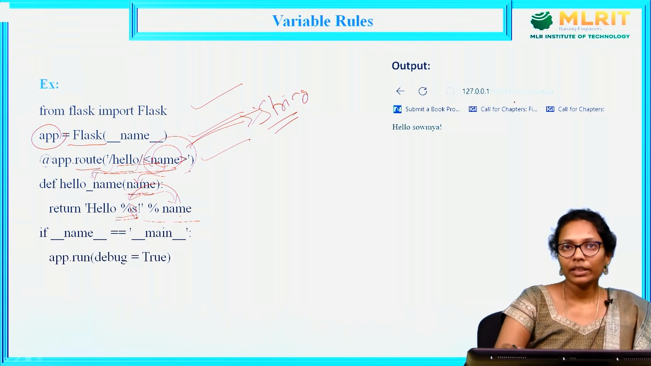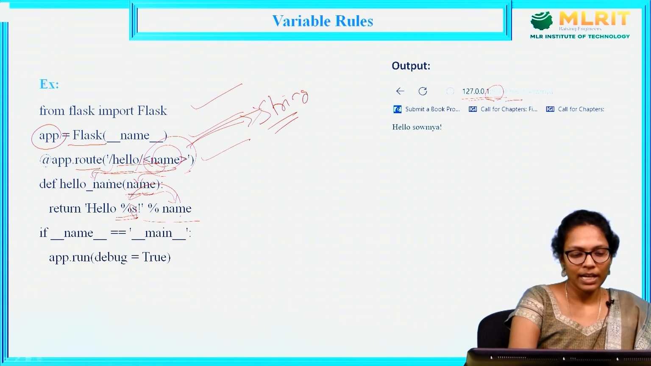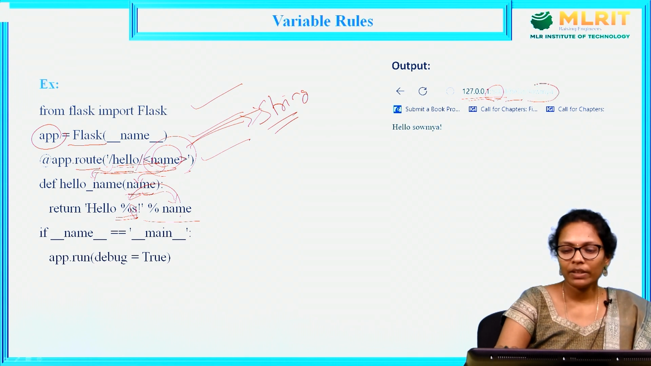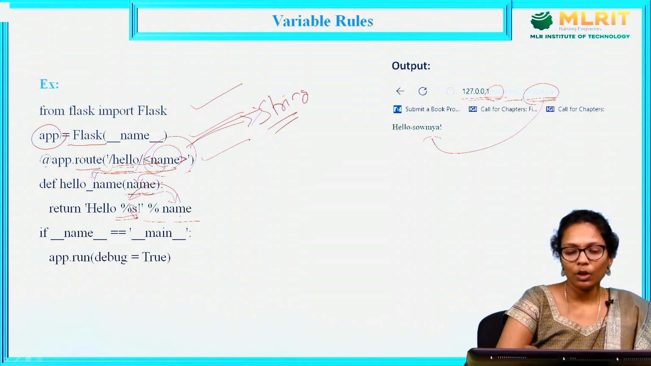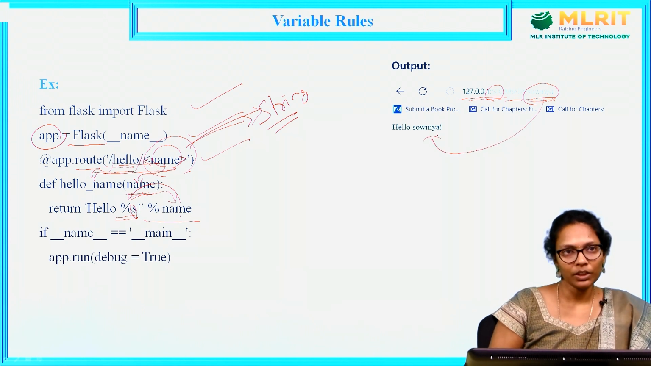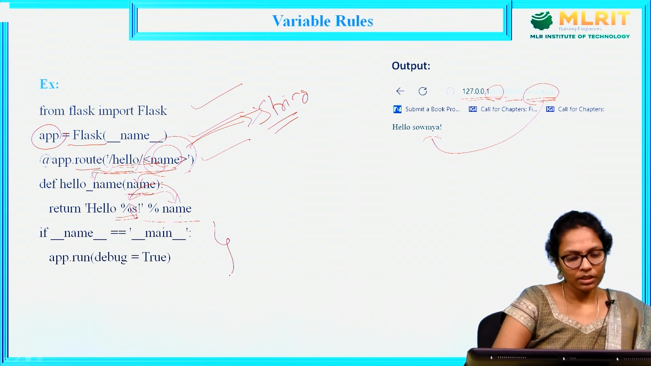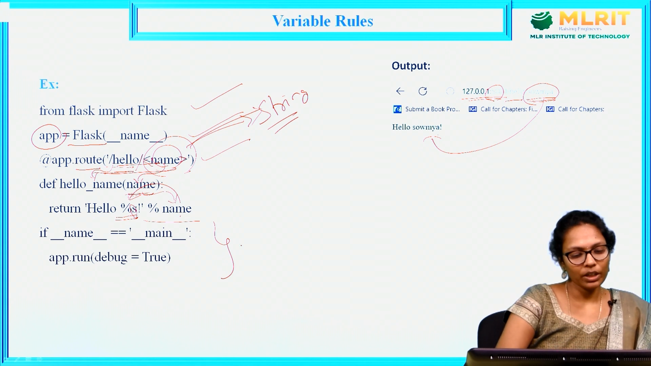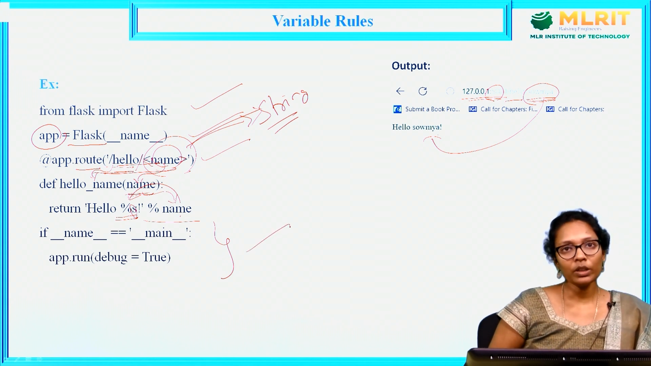For example, here is the sample output. This is my default localhost value, and after that the port number, then /hello, the route you have given, and after that slash you can give any variable name of type string. I'm giving Sowmya here, and the same thing is displayed in the output as hello followed by the name given by the user. This is not mandatory for every application, but if you have multiple files in your application, you can write this code. So this is about string variables.